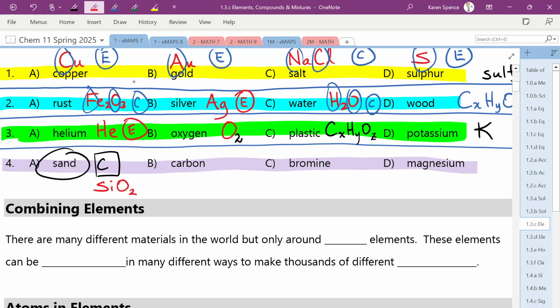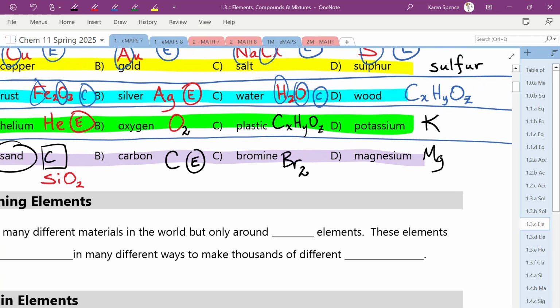Okay, carbon. What's the symbol for carbon? That one's super hard. C, that is an element. Bromine is Br. Do we need to know anything about bromine? Bromine is also a diatomic, and magnesium is Mg. Watch out, there is another element called manganese, and it's different, and it is Mn. So just watch out for that.